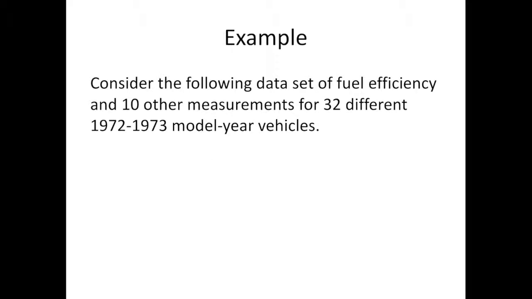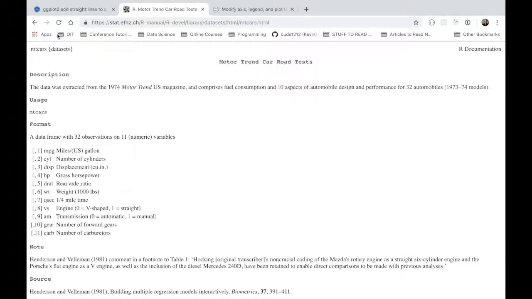So to talk about correlation, we're going to consider the following data set of fuel efficiency and 10 other measurements for 32 different vehicles from the 1972-1973 model year. Now that seems like a weird year to choose. That's because there is a data set built into R, the Motor Trend car road test data set, that includes this data from that year, 1973-1974.